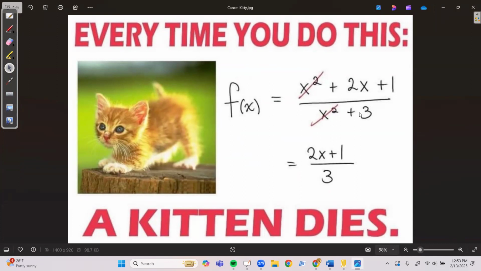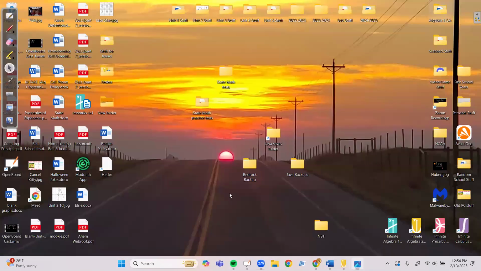But the point is, as tempting as it is, why can't I cancel those x squareds? Because they're parts of addition problems. Subtraction is the same as addition, so the same rules apply. So you just don't go there, or this little kitty dies. Or a kitty just like him. Ringing some bells? Good.